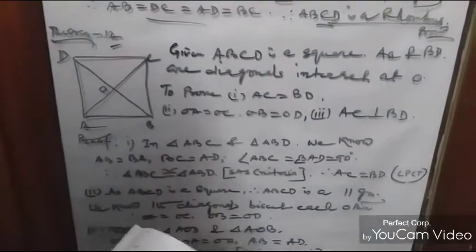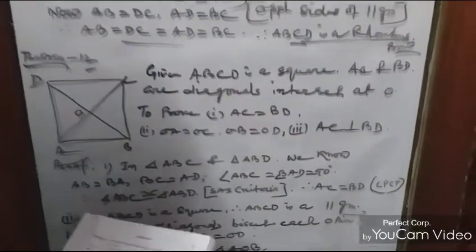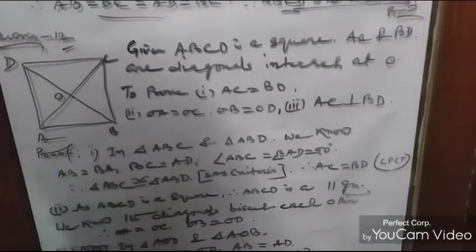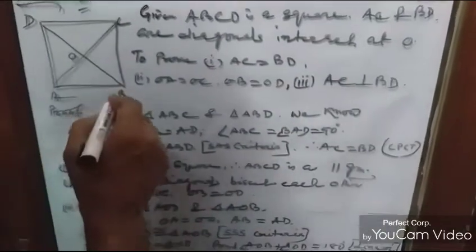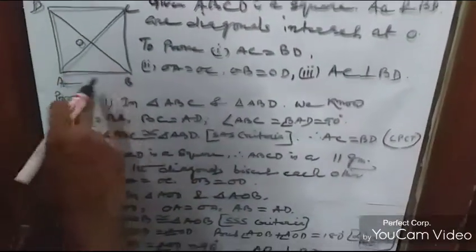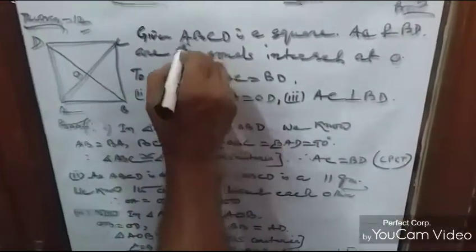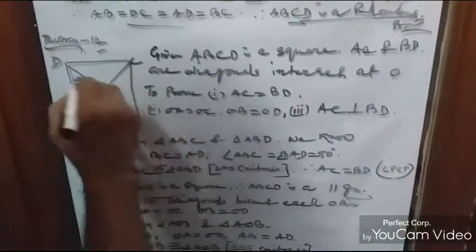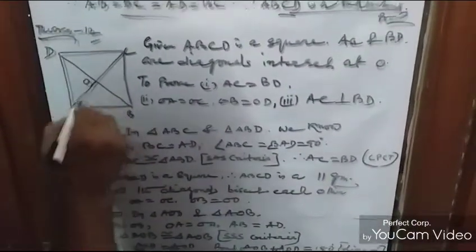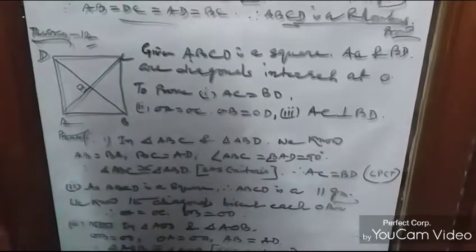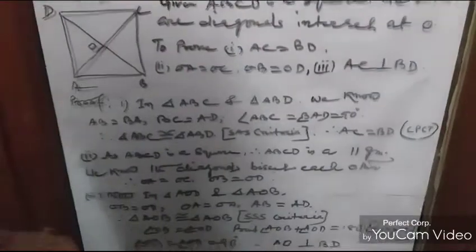Prove that the diagonals of a square are equal and bisect each other at right angle. Here this is a square, you know, a square is also a parallelogram whose all sides are equal and angles are 90 degrees. Here it is given ABCD is a square and AC and BD are two diagonals intersecting at O. We need to prove OA equal to OC and OB equal to OD, and second part, AC is perpendicular on BD.